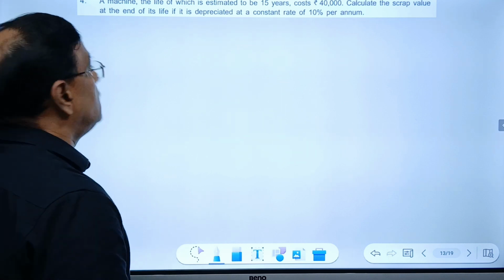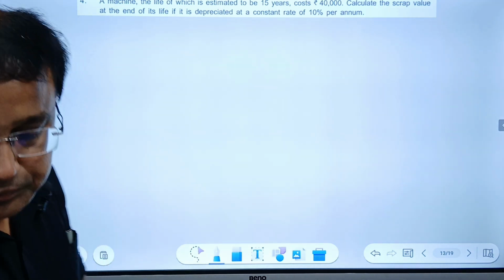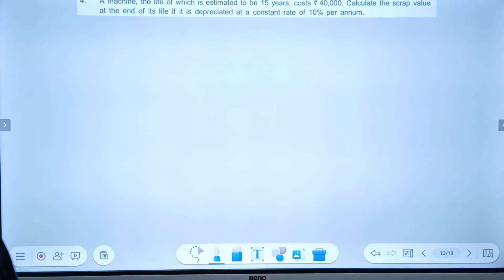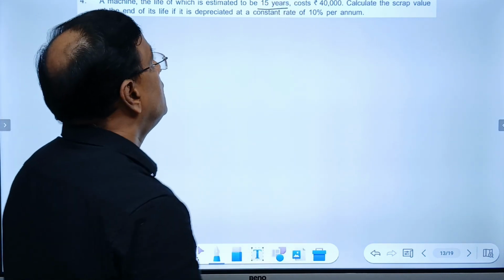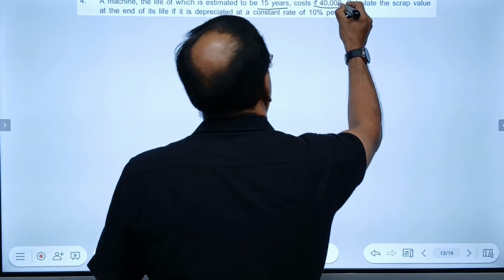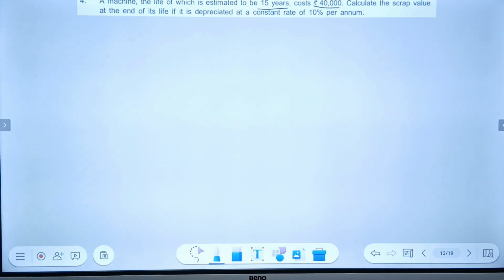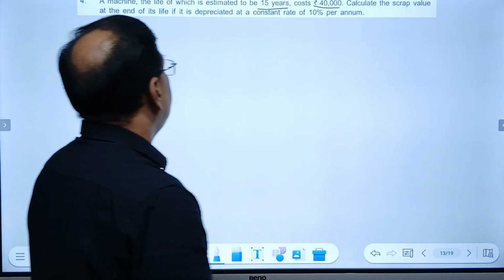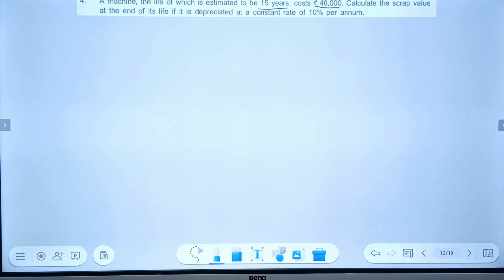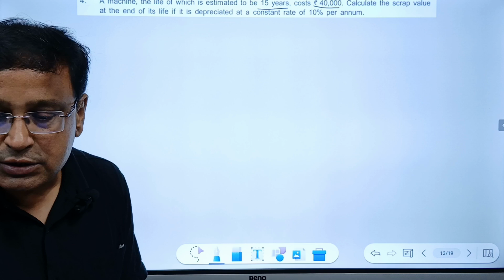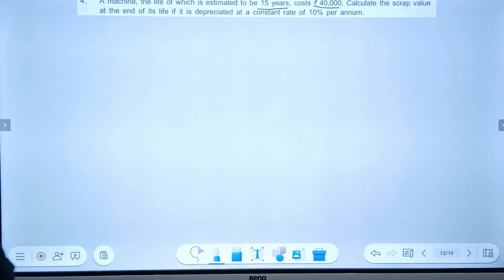A machine, the life of which is estimated as 15 years, cost 40,000. Calculate the scrap value at the end of its life if depreciated at a constant rate of 10% per annum.